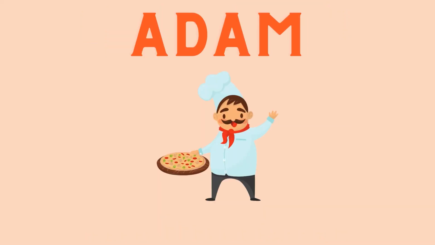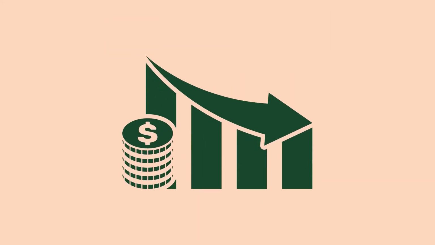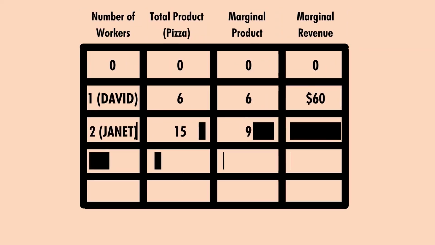Keynes decides to hire a third worker, Adam, with the hopes of earning even more revenue. However, little does he know that the law of diminishing marginal returns is going to kick in with the addition of Adam. Let's go back to the table.